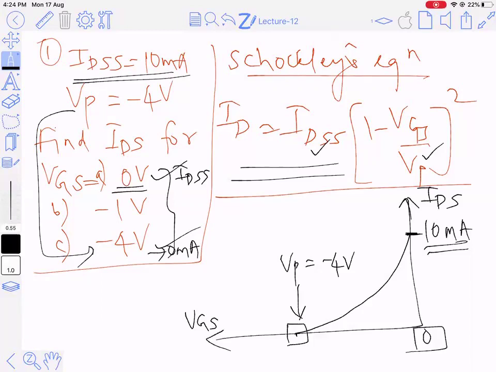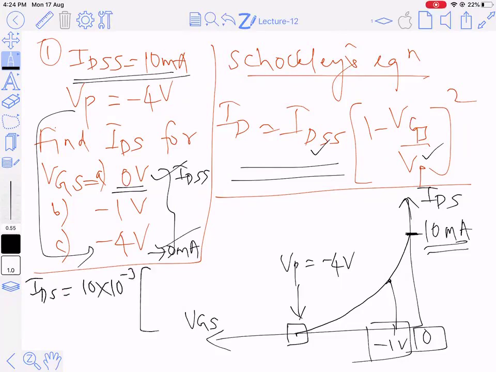Now what about -1? Where is -1 falling in the graph? Somewhere over here, right? You will have some current at -1. We have to find that out. So substitute, solve this, and tell me the value of that current. You have IDSS 10 milliampere, 10 into 10 raised to -3, times (1 minus VGS -1 by VP -4) the whole square. So what will happen? These two minus signs will cancel off.